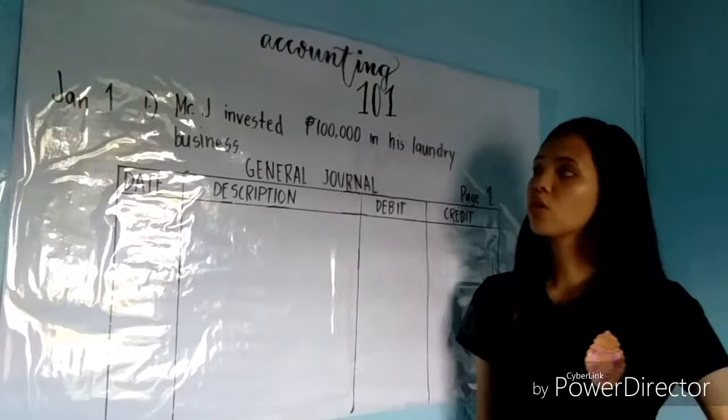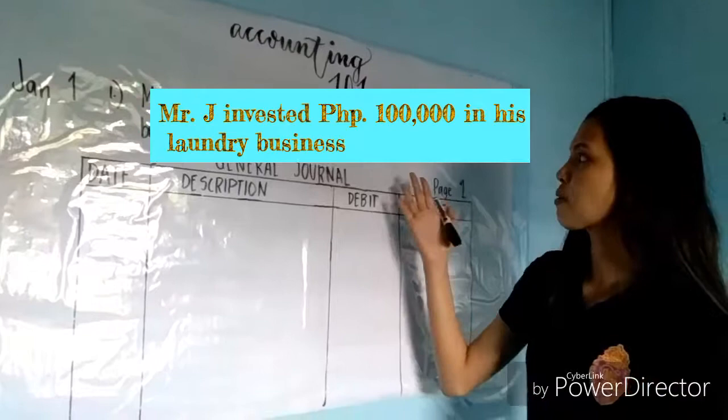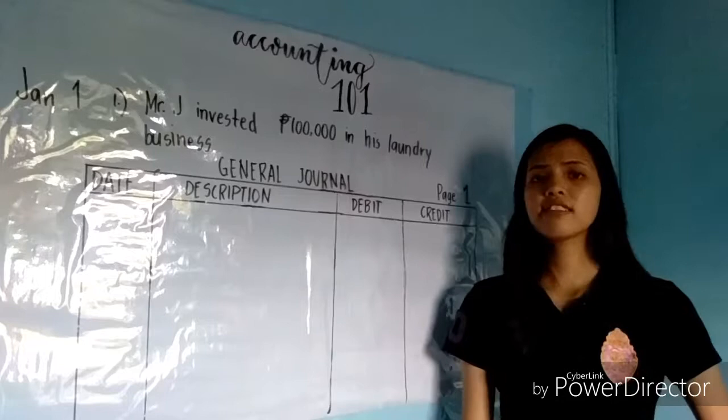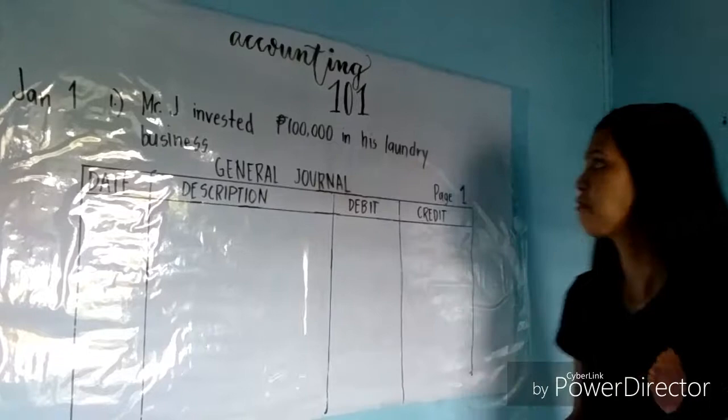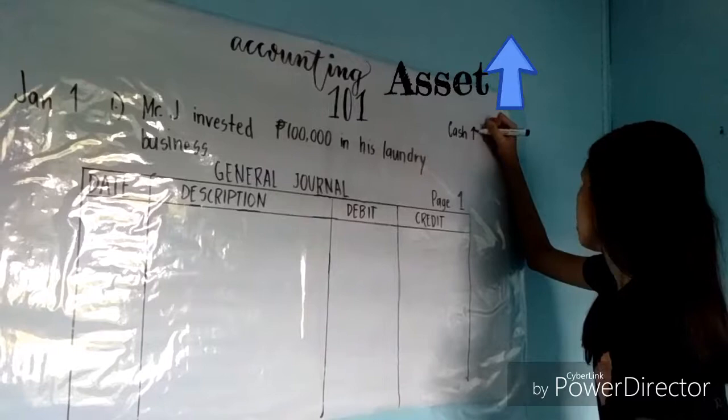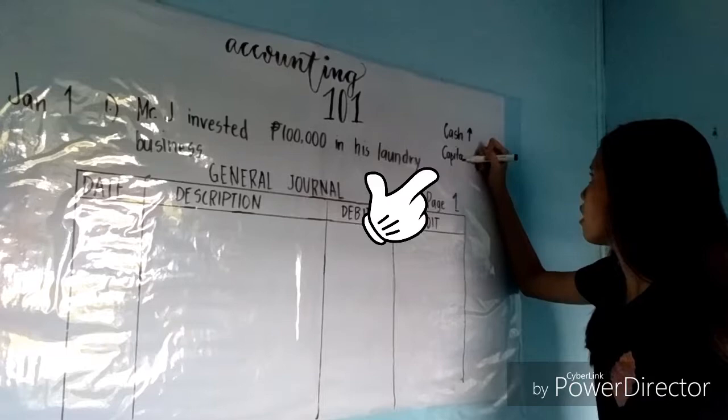So here in our first transaction, Mr. J invested 100,000 pesos in his laundry business. So first, let's identify what kind of transaction is this. So this involves cash and capital. Second one, let's analyze the accounts in the given transaction. So we have here cash. Since there is an investment of cash, the asset is going up as well as the capital. Since the normal balance of capital is credit.